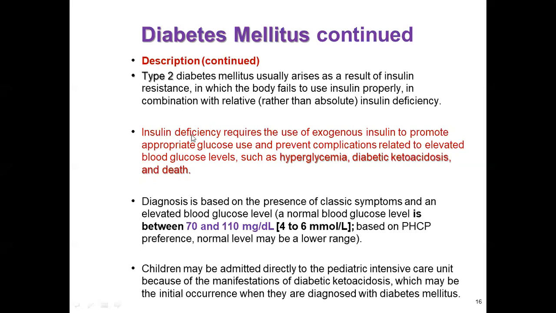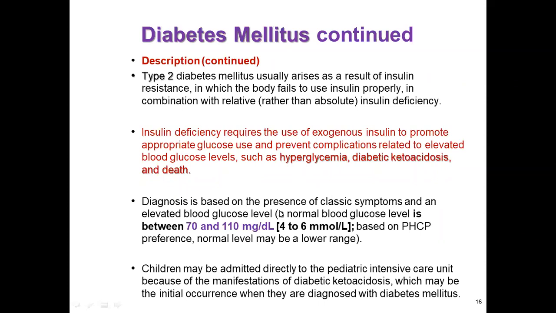Insulin deficiency requires the use of exogenous insulin to promote appropriate glucose use and prevent complications related to elevated blood glucose levels, such as hyperglycemia and diabetic ketoacidosis. If untreated, hyperglycemia leads to diabetic ketoacidosis. If you do not take care of diabetic ketoacidosis, both can lead to death.